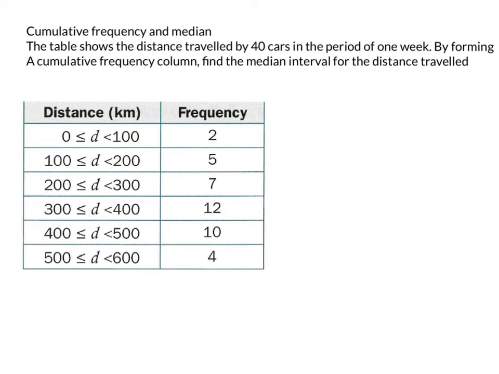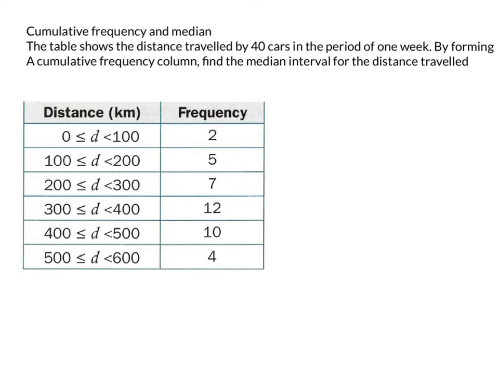This video takes you through the cumulative frequency and finding the median. The table shows the distance travelled by 40 cars in the period of 1 week. By forming a cumulative frequency column, find the median interval for the distance travelled.